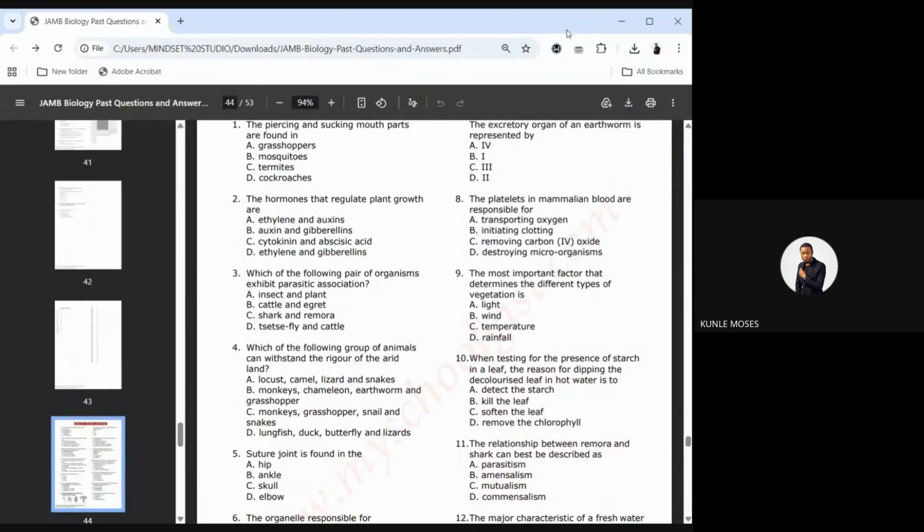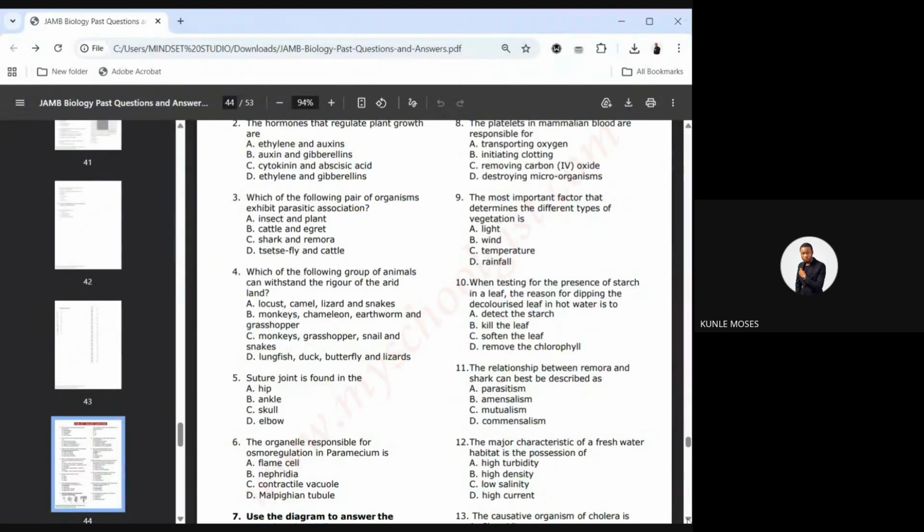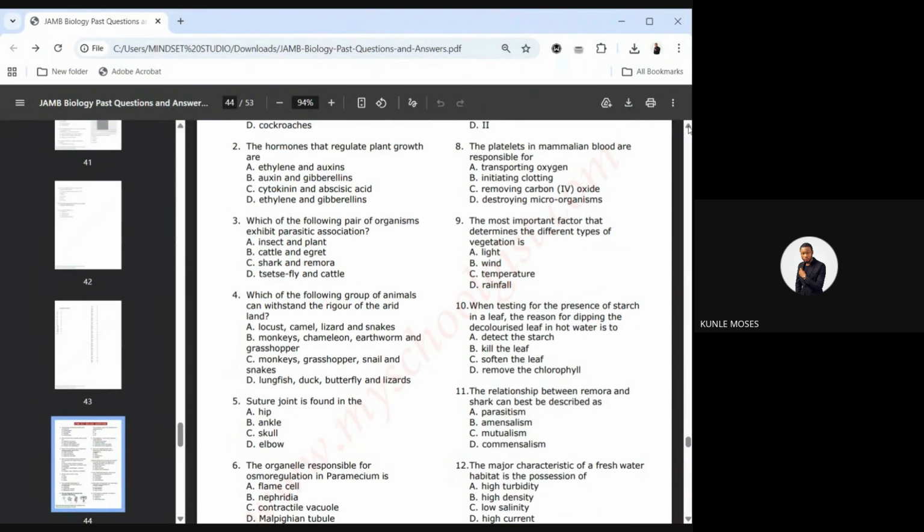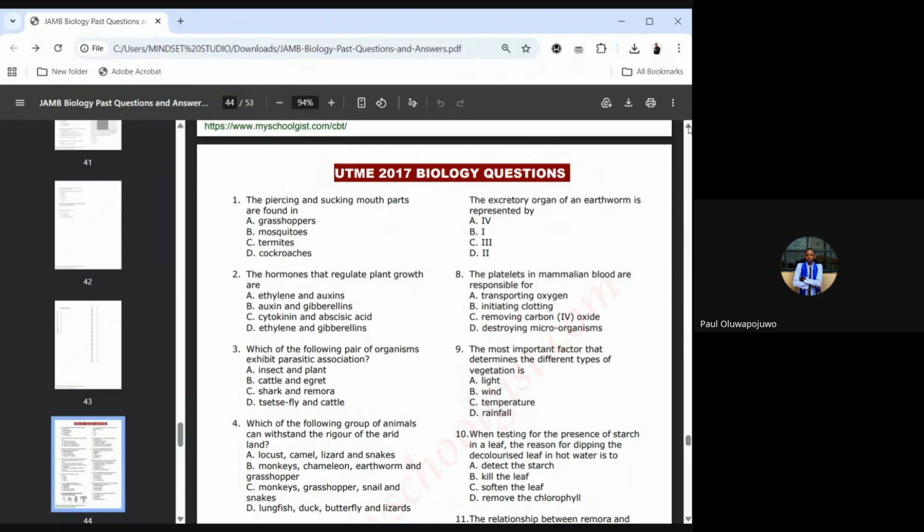The organelle responsible for osmoregulation in paramecium is what? Contractile vacuole. The excretory organ of an earthworm is what? Nephridia. You should know it even without taking the options. The platelets in the mammalian blood are responsible for what? Initiating clotting. Initiating clotting, B. The most common factor that determines different types of mutation is what?